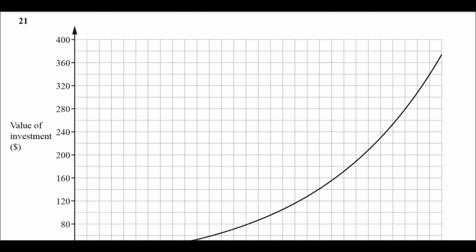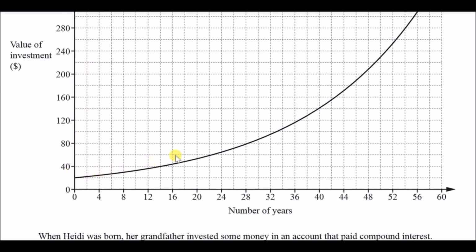All right, number 21. Okay, so it looks like we have something known as an exponential curve.